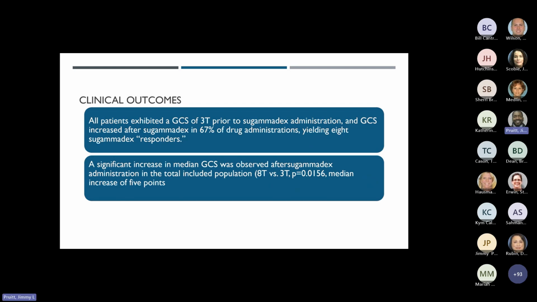In all patients that had a GCS of 3T prior to the administration, the GCS increased in 67% of those that got administration, and they went up to close to 8, with 8 of those patients being responders, quote unquote. And there was a significant increase in the median GCS after administration in all the populations from 3 to 8T. So it increased by 5 points in most of those patients. Again, that's enough to change the plan and to really give you a sure prognosis of what's going on.